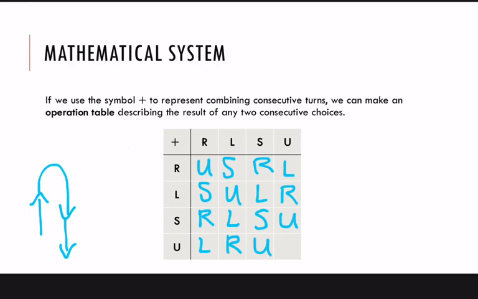And finally, U-turn plus U-turn. Here's the original, U-turn, U-turn, and now you're going in the same direction as you were originally, so that is the same as going straight. So we have completed the operation table, and we now know what every possible combination of elements in this set is with this operation, this plus symbol. We'll come back to this.